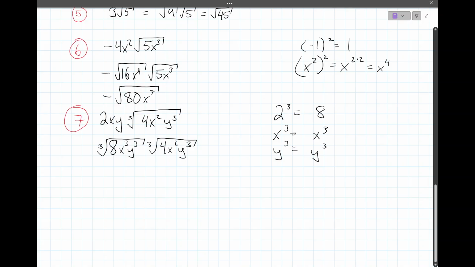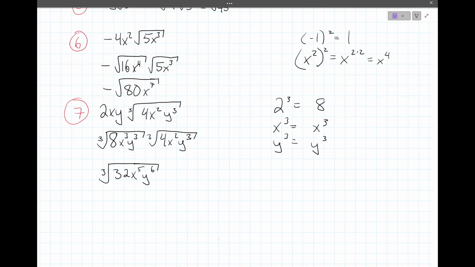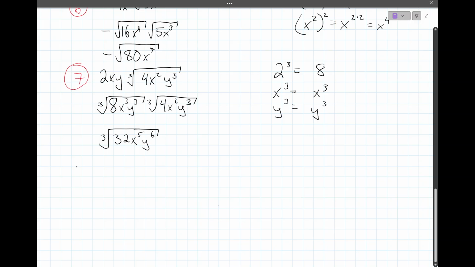It's like and like, right? So whenever I combine it, I'm going to check the hooks to make sure I can combine it. I can only combine it if the hooks are the same, and now they are. So 8 and 4 is 32, 3 and 2 is 5, and 3 and 3 is 6. So I'm going to get the cube root of 32, x to the 5th, y to the 6th, just like that. Hook it closed, and we got it. Math fans, we are blazing.